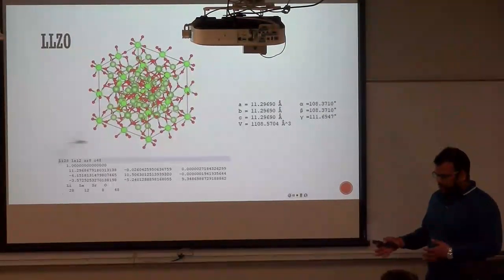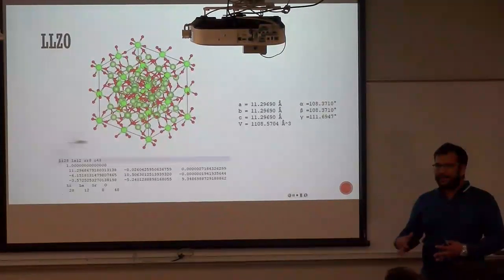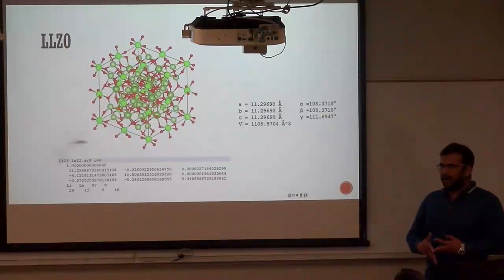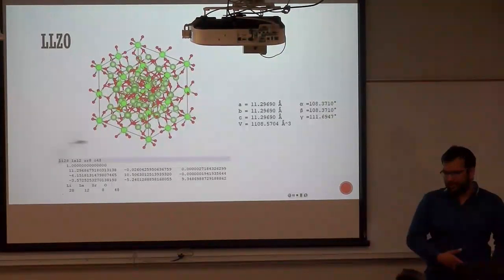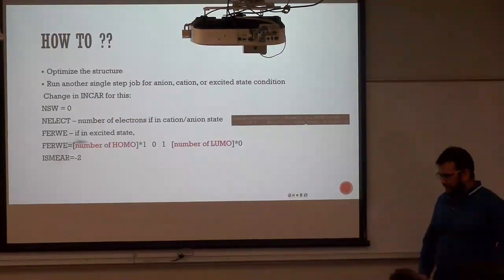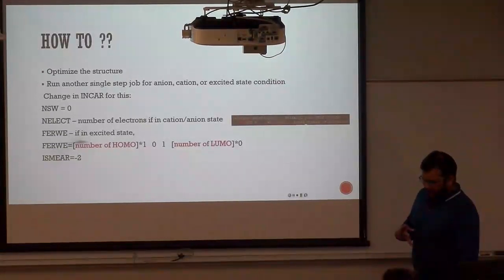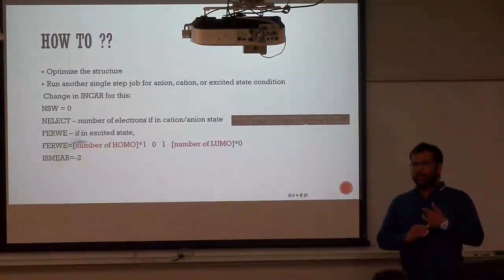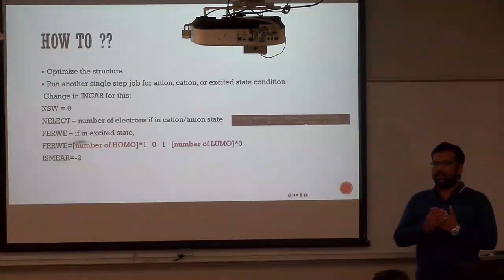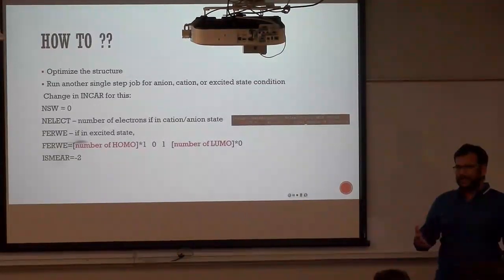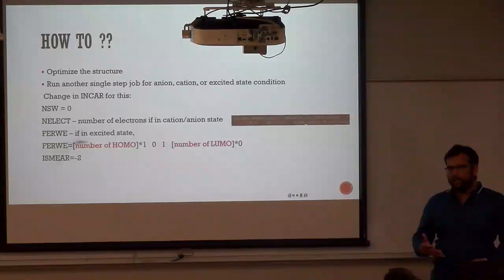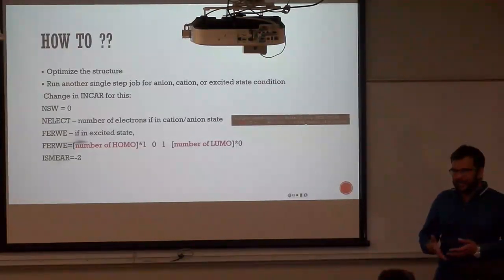For doing this, we will have to relax the system first. We have already done this type of thing in our previous classes, that we have to relax the structure. And after relaxation, 4 different things can happen. The first one is the ground state condition, the second one is anion, the third one is cation, and the fourth one is the excited one. So what we basically need: do we need to calculate the density of state for the ground state condition, or the anion or cation or excited condition?